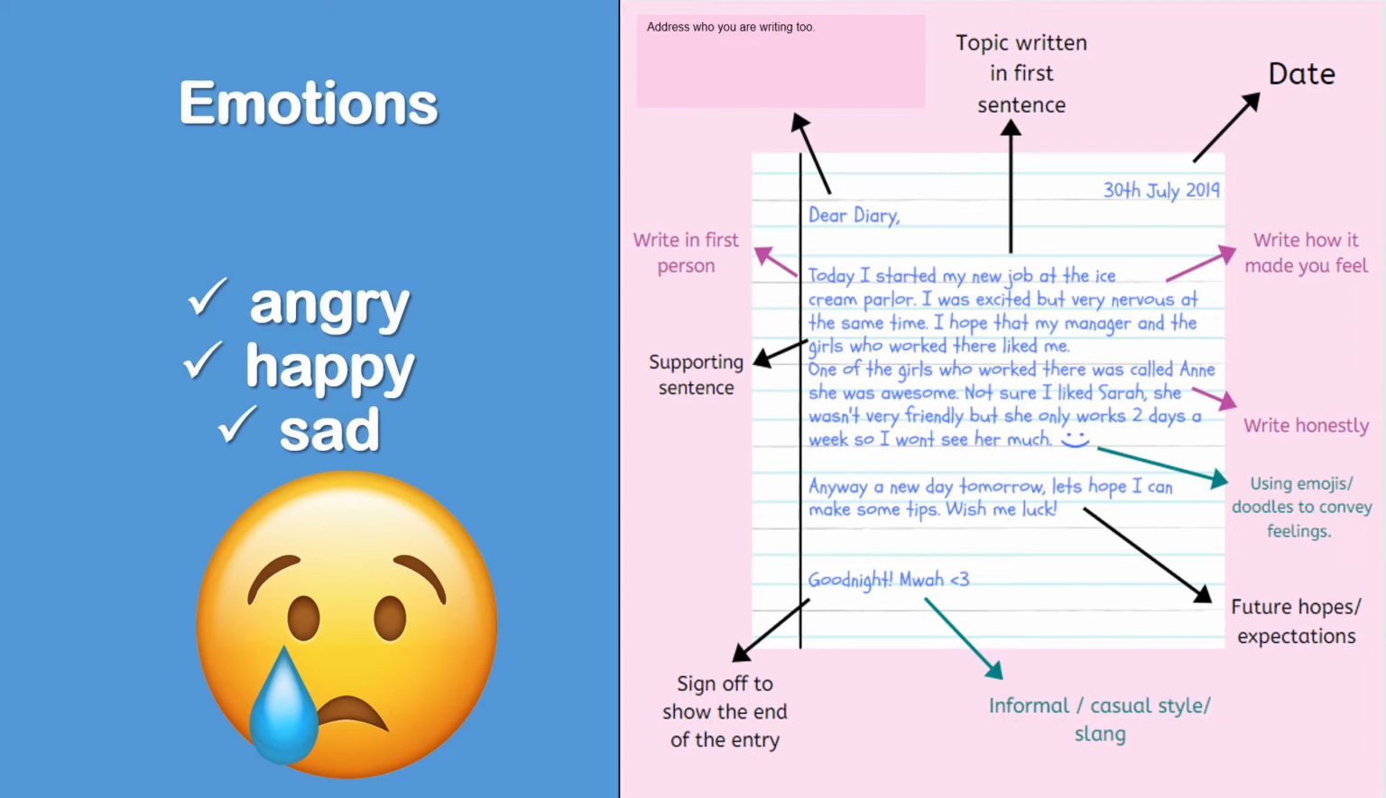Let's continue with emotions. You don't necessarily have to use the words angry, happy, or sad. You may use synonyms too. For example, instead of saying you were angry, you might want to say that you were furious. Instead of using the word happy, you may use words like ecstatic. And instead of saying sad, you might want to use the word miserable.